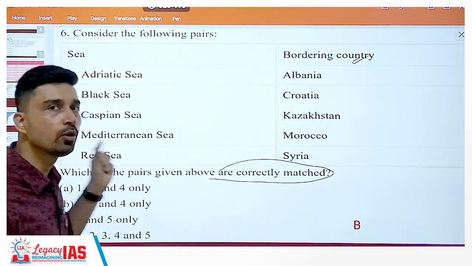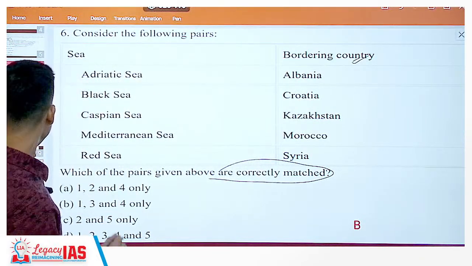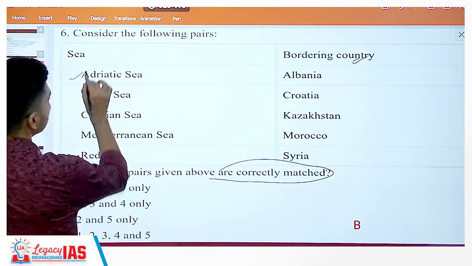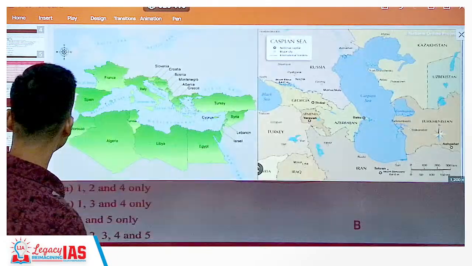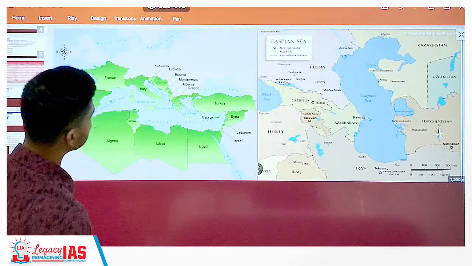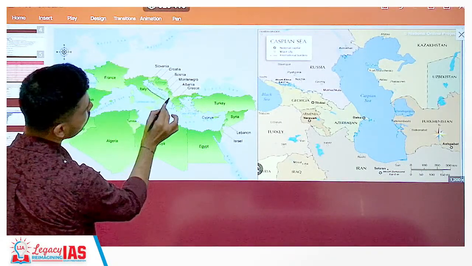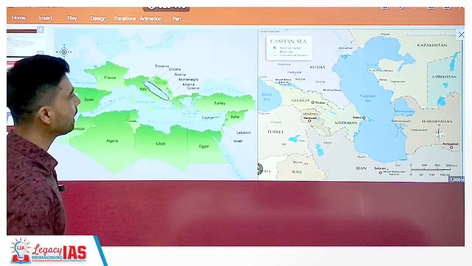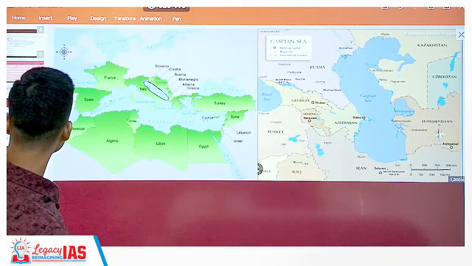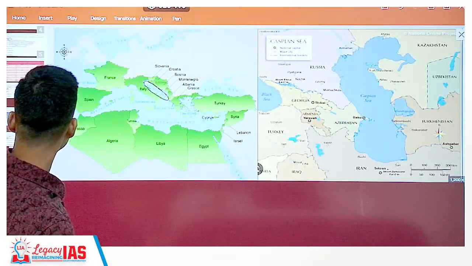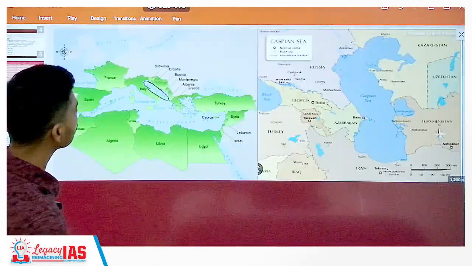So let us take a look at the map of these seas and try to find out which of these are correct. First of all, the Adriatic Sea. This region, a small part of the Mediterranean, is what we term the Adriatic Sea. So what is given here? Adriatic Sea having a border with Albania. Is it correct or incorrect?